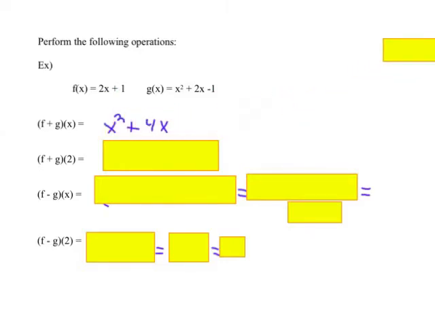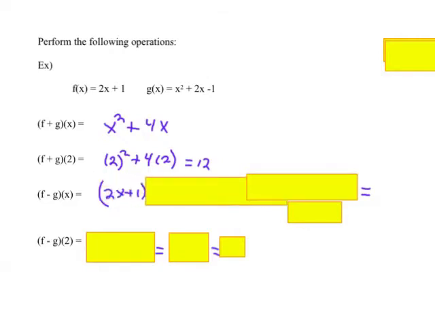So when we add them together, notice I am just adding: I have x squared, and then 2x plus 2x gives you 4x, and then plus 1 minus 1 gives you 0, so I have x squared plus 4x. Now I want to know what it will be if I take that resulting function and plug in a 2. Well, we're just going to substitute a 2, and then I use order of operations, and I get 12. Alright, next we're going to subtract them.